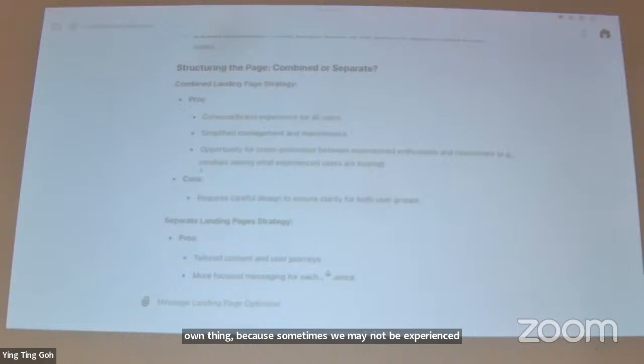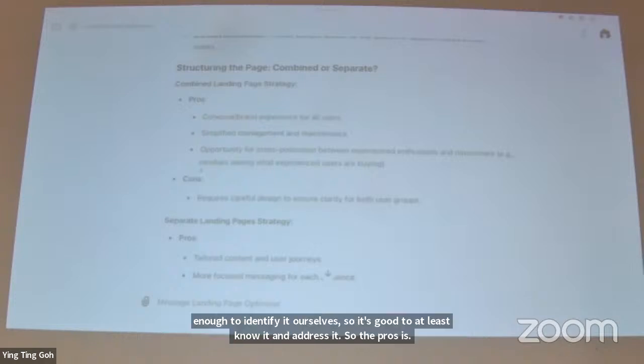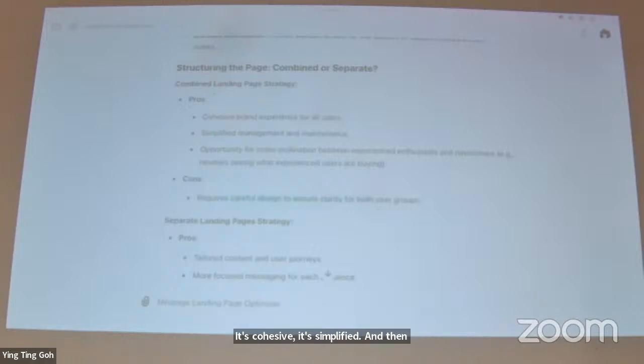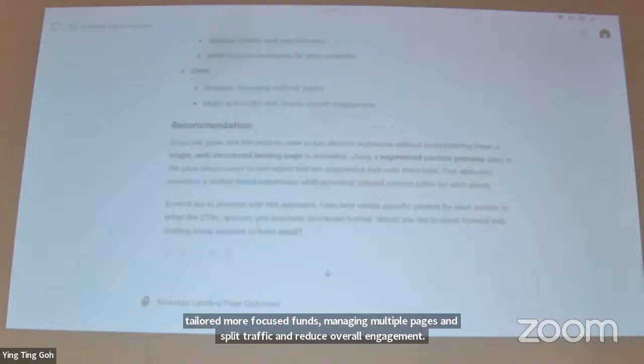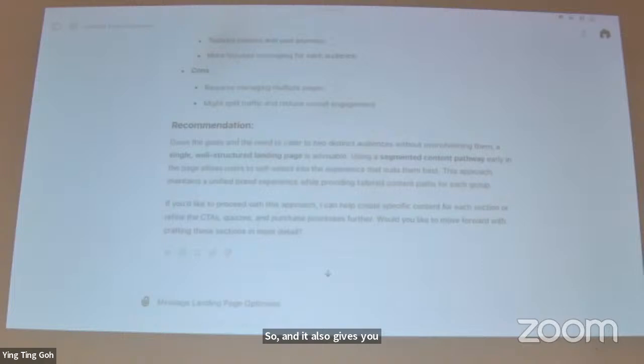So the pros is it's cohesive, it's simplified, and the cons is it requires careful design to ensure clarity for both user groups. Separate landing pages, pros: tailored, more focused; cons: requires managing multiple pages, split traffic, and reduced overall engagement. It also gives you a final recommendation, which is a single well-structured landing page. Use a segmented content pathway early in the page so people can self-select and scroll down to that section, which I find very interesting and it kind of works because they are not extremely long sections anyway.